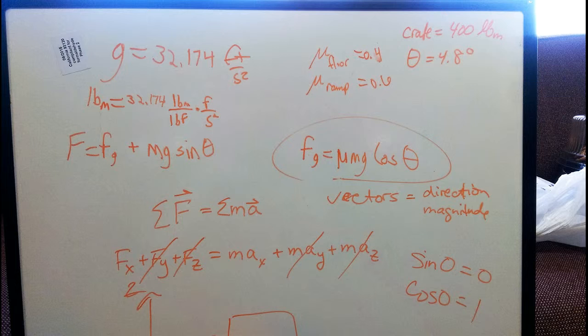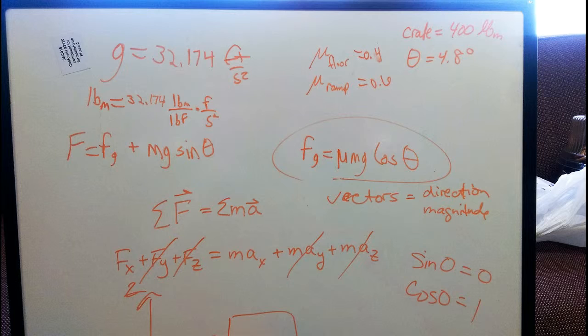Now before we start, we need to consider the coefficient of friction of the ramp, which is 0.60, the angle of the ramp, which is the maximum allowed by the ADA, 4.8 degrees, the weight of the crate, which is 400 pound mass, gravity, which is 32.174 feet per second squared, and finally the conversion factor for pound mass to pound force, which is 32.174 pound mass divided by pound force times feet per second squared.